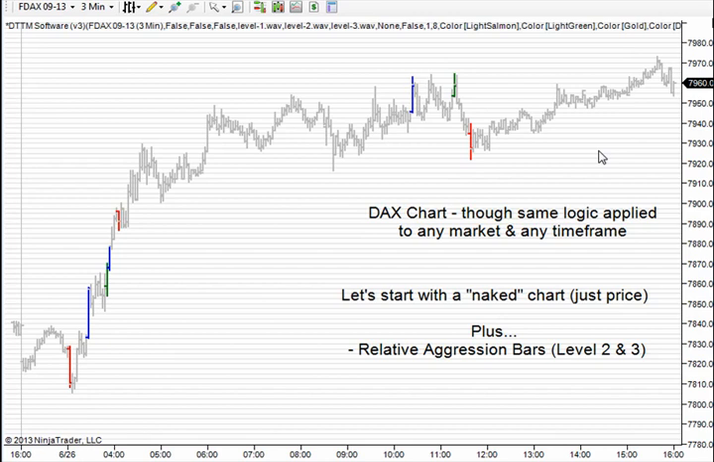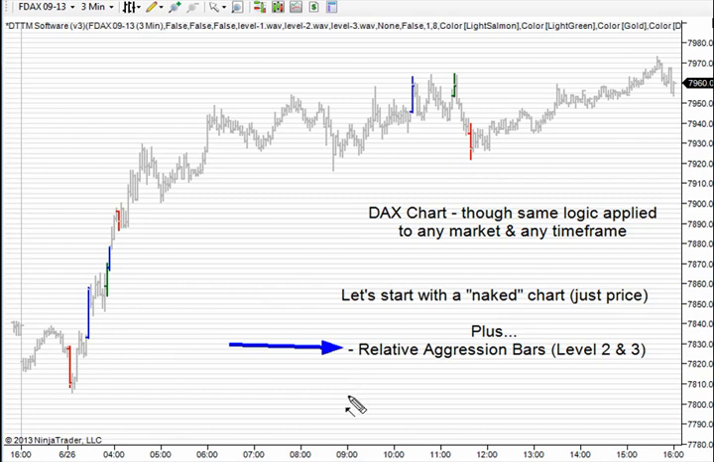You're putting the odds in your favor just with that information alone. Okay, so that's the first piece of information, the first piece of evidence, and that's something that is really important. These relative aggression bars. It's very unique information that is really very helpful. I've found it incredibly helpful, certainly in my trading.